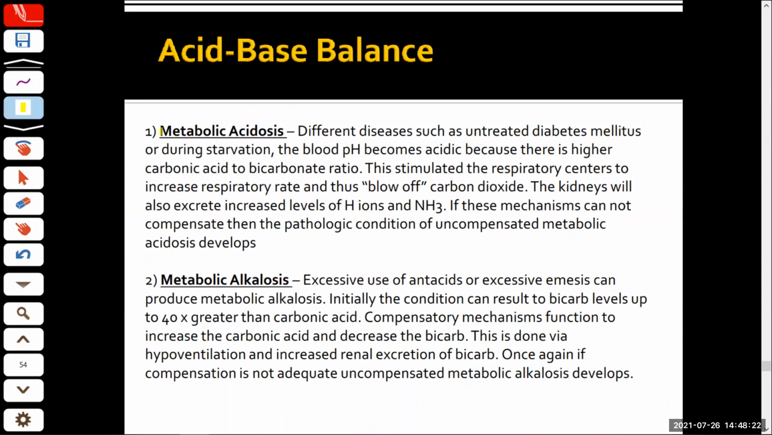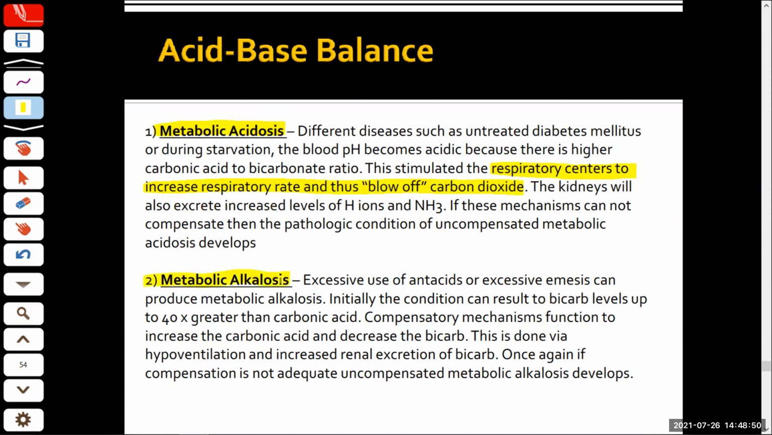Just recapping here, metabolic acidosis, what's wrong? My kidneys, and they're doing what to my pH? Lowering it. So who's going to fix it? Lungs. Respiratory centers to increase respiratory rate and blow off CO2. That's the compensation. Your kidneys go down, making you acidic. Let's get rid of that CO2.